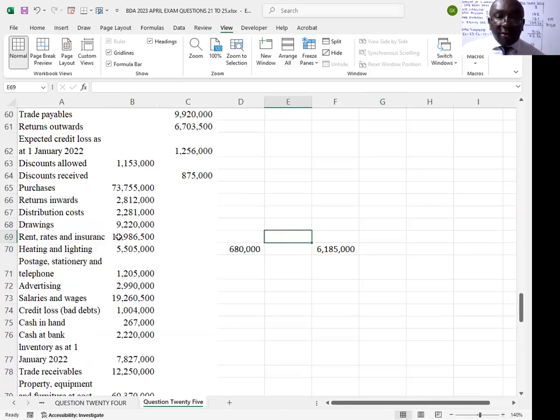kwa hizi. But now that we do not know how much of this, because this is a combined figure, that's why we are giving it independently. But kama ikikuwa peke yake kama hii, tungeiweka hapa.